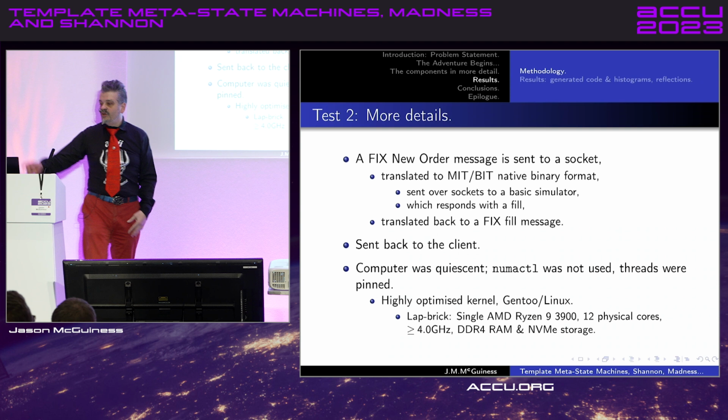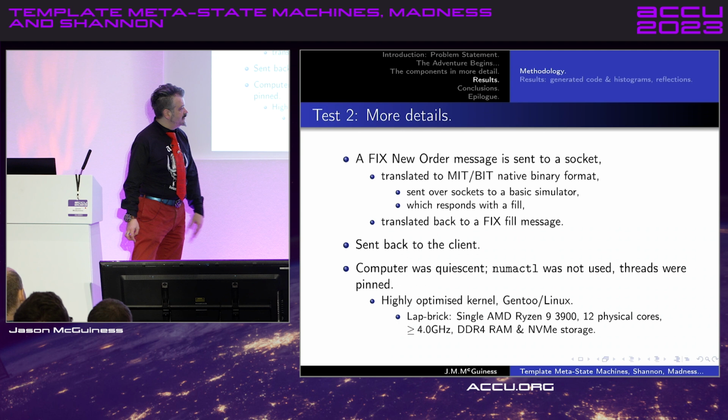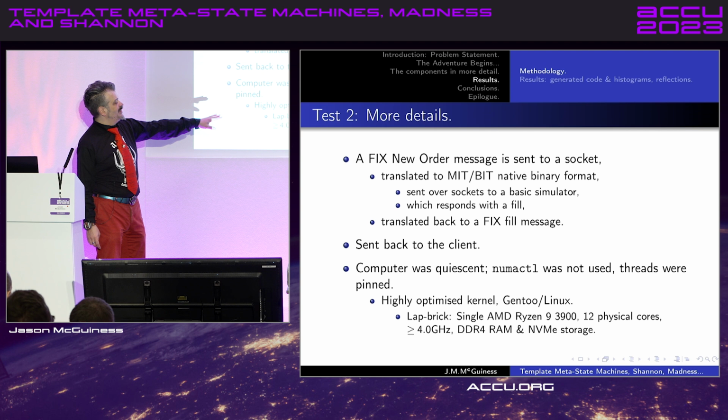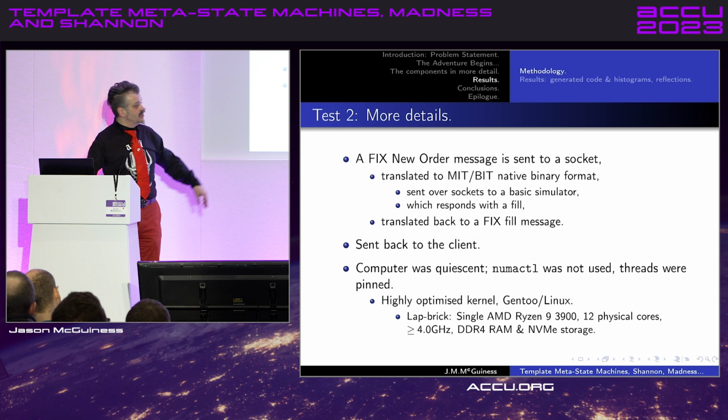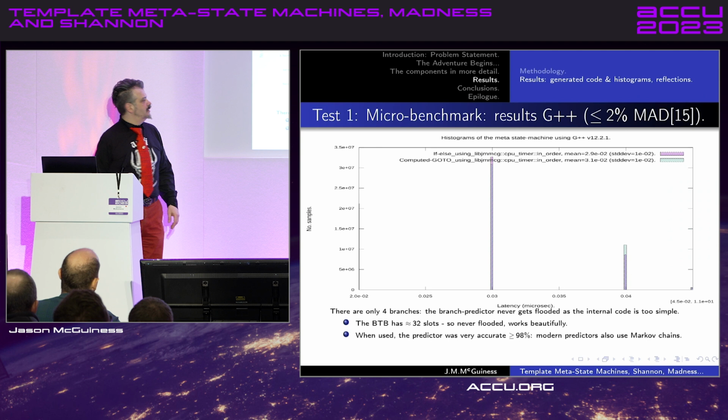Many cores, one processor. I highly optimized my kernel, I'm a Gentoo Linux user. That laptop is a bit old. The Ryzen 9 3900 is a few years old now, but it's fairly grunt-worthy, pretty fast, and I've got a fairly fast NVMe drive. I made sure it was quiescent as well. I was trying not to use my laptop at the time. I was asleep. Here are some results.